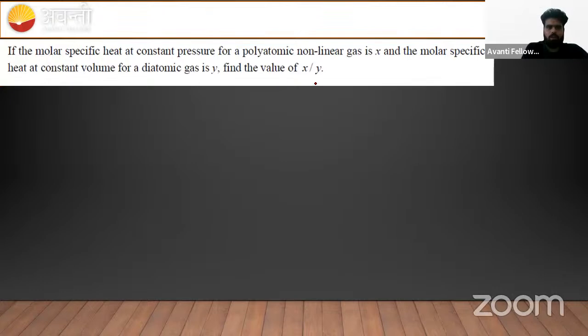Here the ratio asked is of specific heat at constant pressure and constant volume. We must know the formula of Cp, that is (f by 2 plus 1) into R, and Cv, that is nothing but f by 2 R. And we know that if it is a polyatomic non-linear gas, the degree of freedom we consider is 6. And if a diatomic gas is given, the degree of freedom is 5.